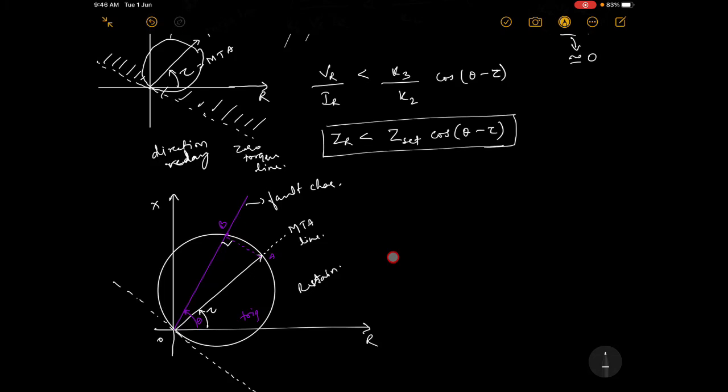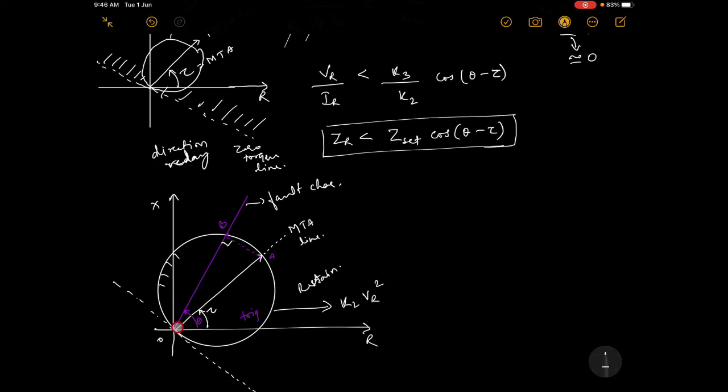This is due to the restraining element, that is K2 V square. What was happening without that restraining element, K2 VR square, in the directional relay? It was operating completely, the complete transmission line was being operated. Now you are limiting it to a certain area or certain length by having this restraint. Restraint means limiting it to a certain length, and that is small compared to impedance.